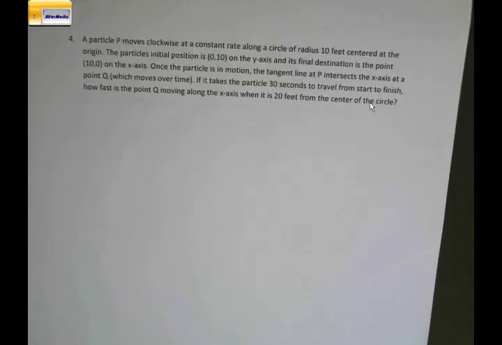All right, this one. I don't like this one. For some of this one, I really don't like this one. That's okay. Y'all might love it. A particle P moves clockwise at a constant rate along a circle of radius 10, centered at the origin. The particle's initial position is 0, 10 on the y-axis, and its final destination is the point 10, 0 on the x-axis. Once the particle is in motion, the tangent line at P intersects the x-axis at a point Q.